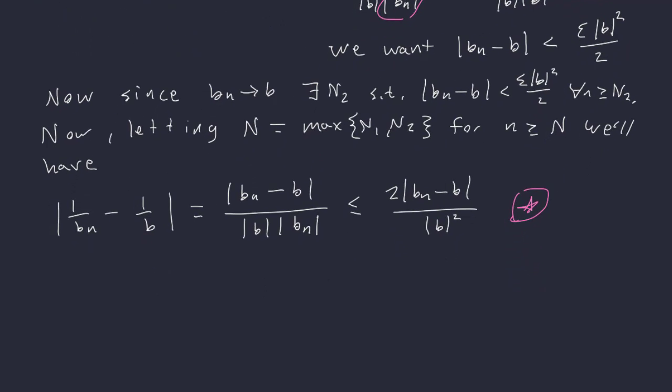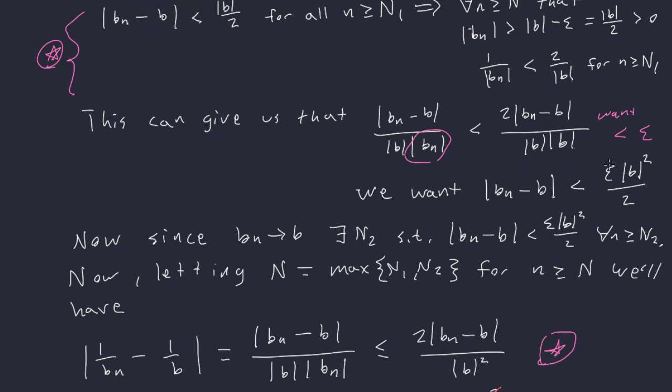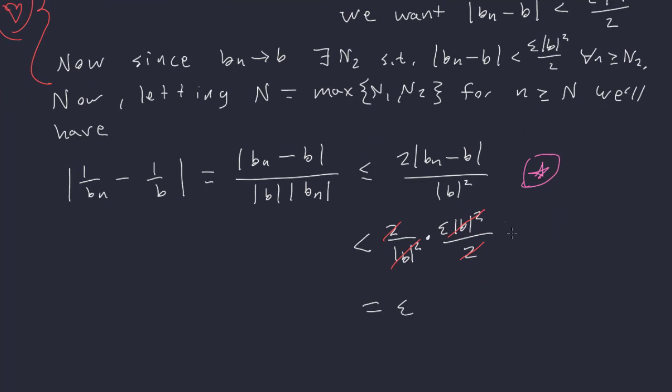Then this whole thing is going to be less than 2 over b squared times epsilon times b squared all over 2. I guess I don't have to do the absolute value if I'm squaring, but in any case, these will all cancel, and this will equal epsilon. Now this statement came from this piece. I'll call this part heart, and so this came to us from the heart step.